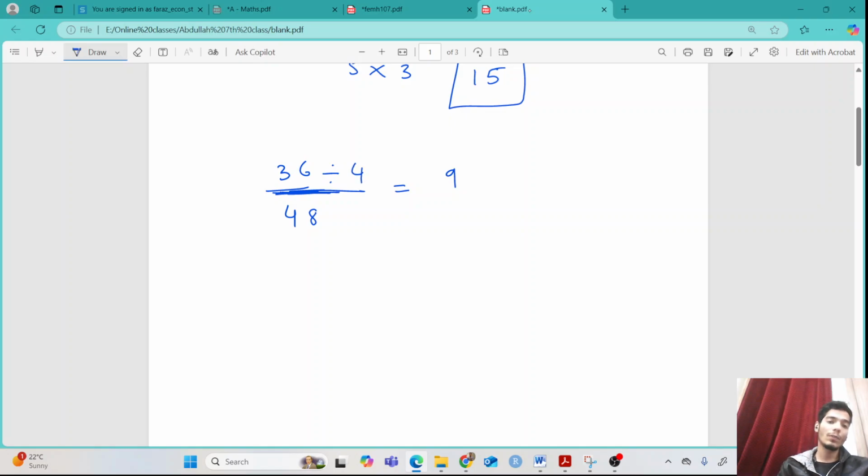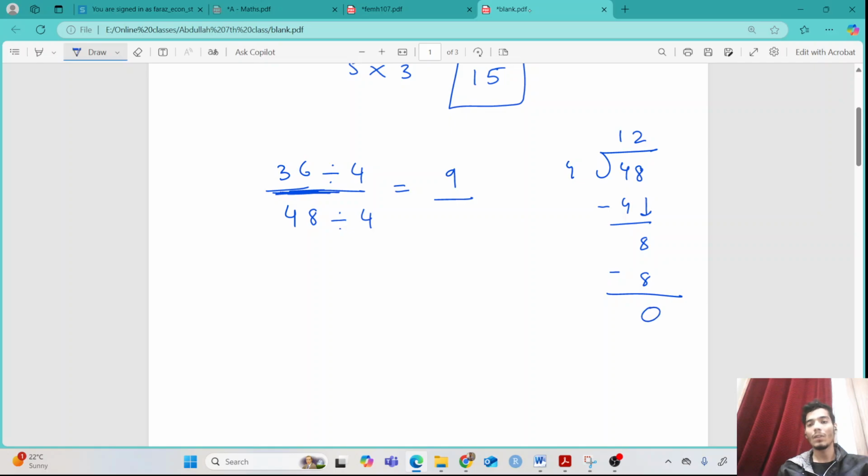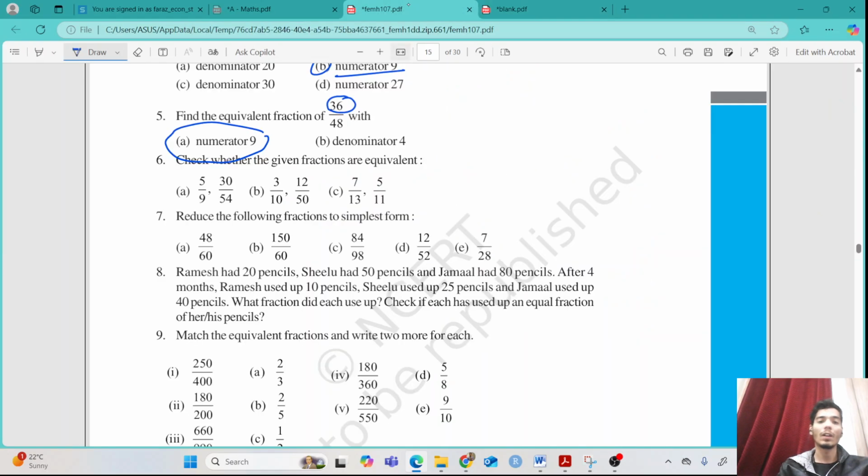तो if we are dividing 4 in the numerator हमको denominator भी 4 से डिवाइड करना पड़ेगा. And we know that if we divide 48 by 4, what we'll get is 4 2s are 8, 4 1s are 4. So basically what we are having here is 12. तो हमारे पास डिनोमिनेटर में 12 आ जाएगा. तो 9/12 is the equivalent fraction of 36/48 in which the numerator is 9. इस क्वेश्चन को हम इस तरह से सॉल्व करेंगे.